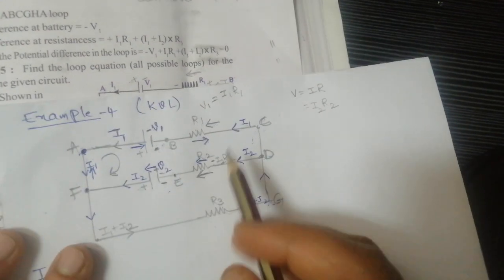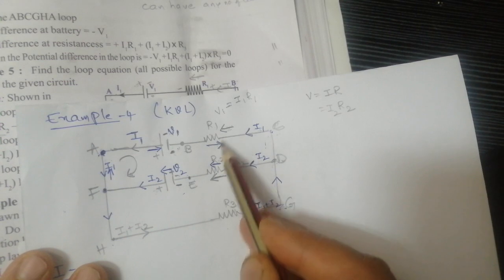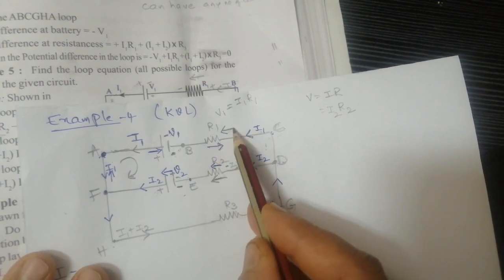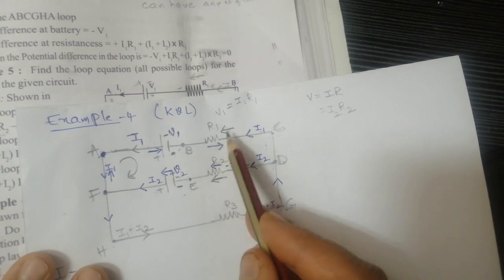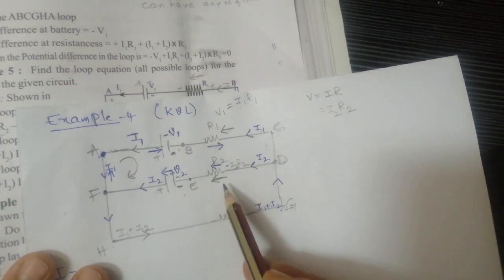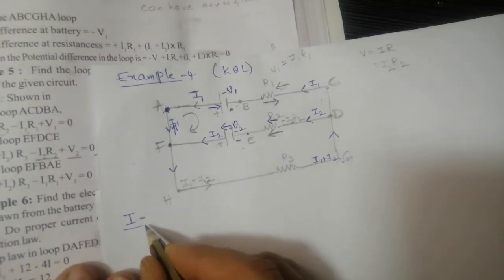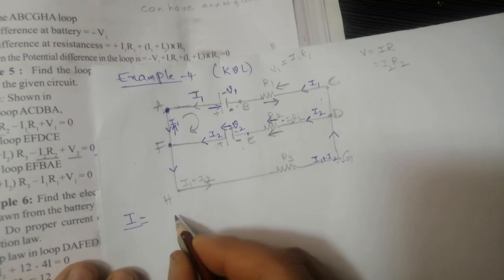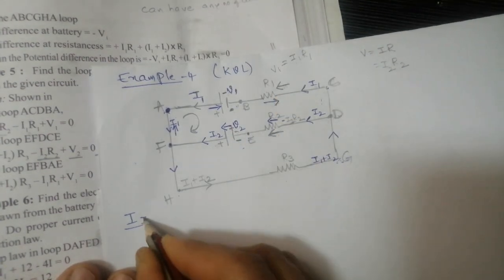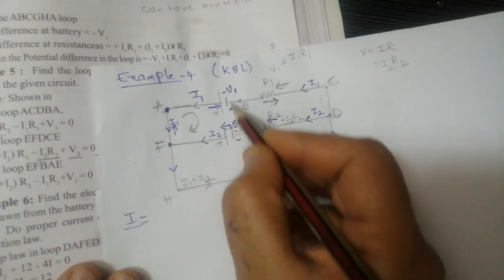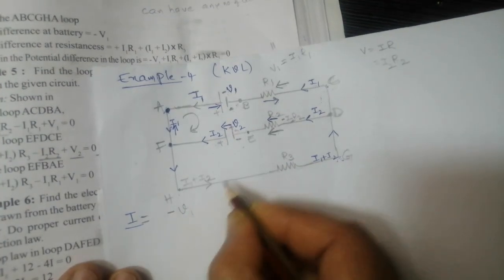What will we write here? Here I1 R2. Why? Because both are in opposite direction. This is the current direction, this is the circular loop direction. Both are in opposite direction, so plus we have to take. If both are in the same direction, minus we have to take. Now we will write the potential difference of the two batteries and two resistors. First we will write the two batteries. What is there? Minus V1, here plus V2.